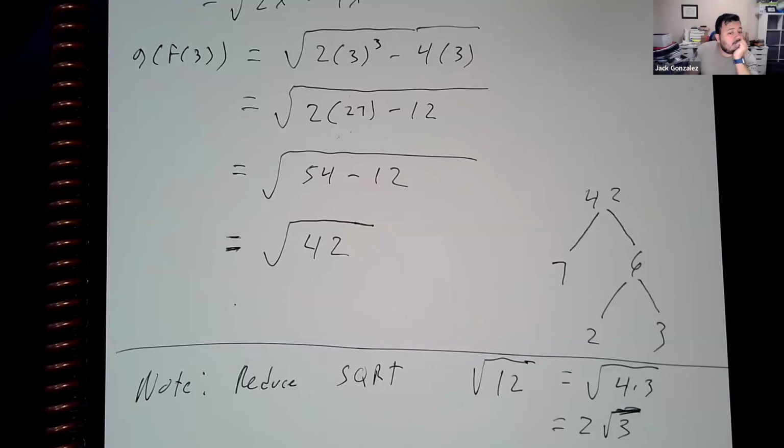All right. You guys cool? So number 7 is the same nonsense, just a different function. So I'll let you practice yourself.